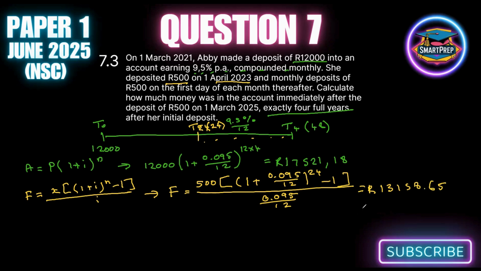And now all I do is simply add these values up. So my total, let's do the total in white, shall we? Total equals the 17,521.18 plus the 13,158.65, and I get my final value of 30,679 Rand and 83 cents. Okay, so that is the financial section.